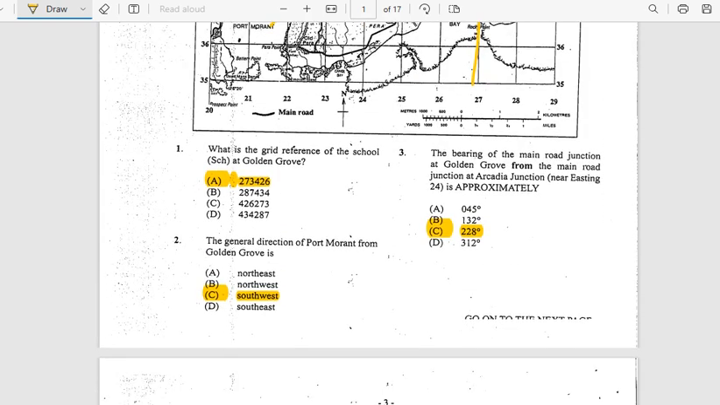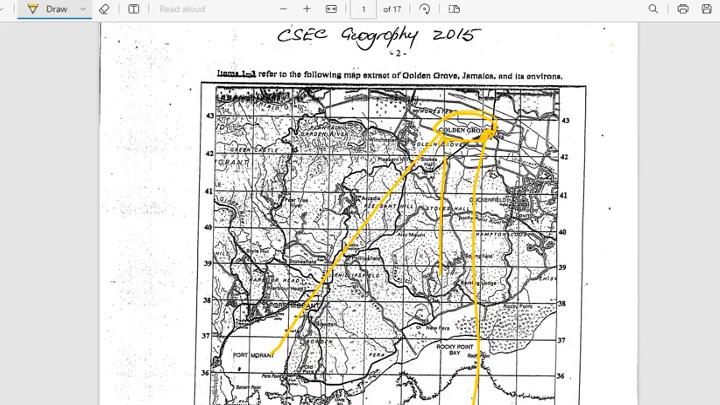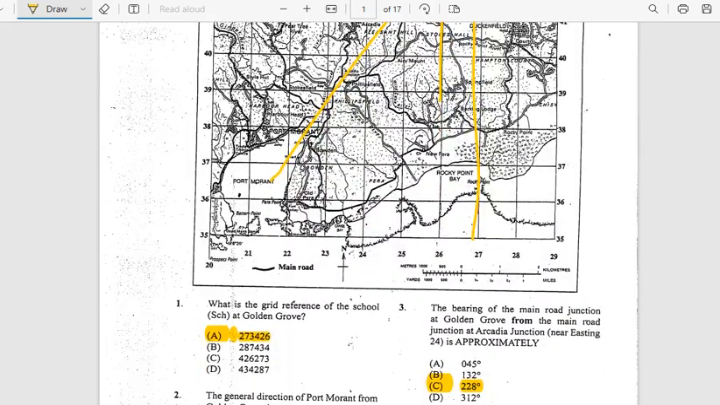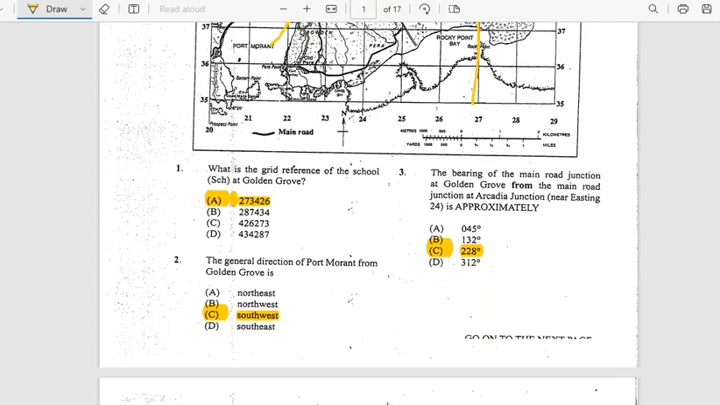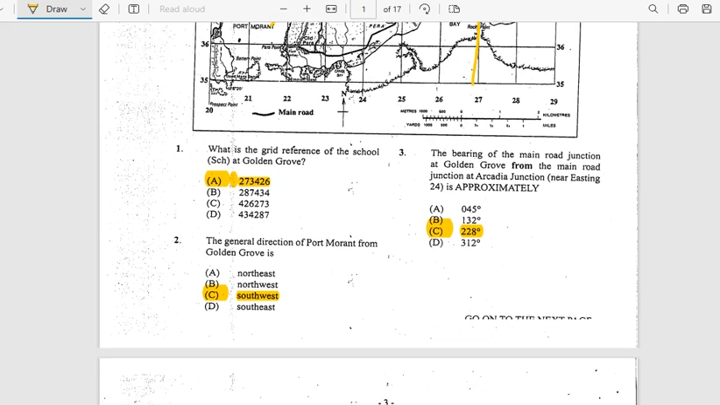Number 3. The bearing of the main road junction at Golden Grove from the Arcadia junction near Easton is approximately 228 degrees. Guys, we'll just jump into the answers real fast because most of these questions are repeats, so you just need to grasp the answer.